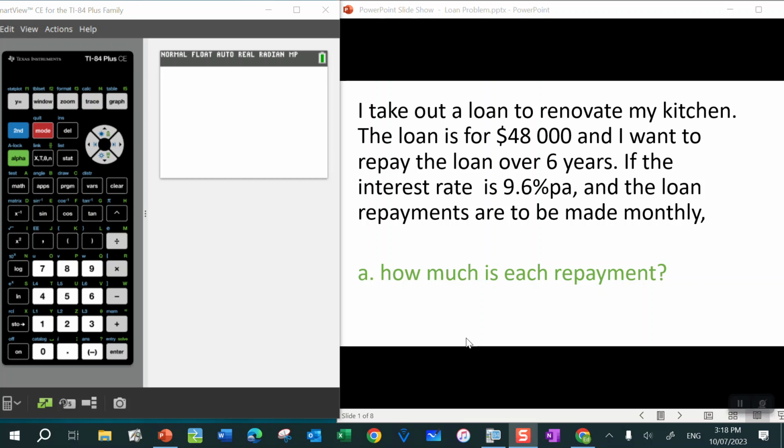In this video, we're going to use our TI-84 Plus CE to solve a fairly routine loan problem. Press pause and read the problem on the right.